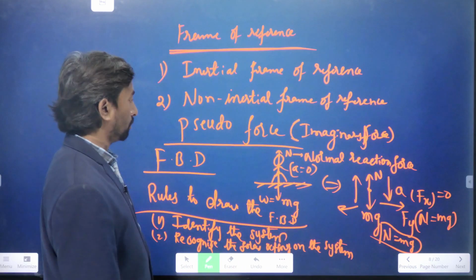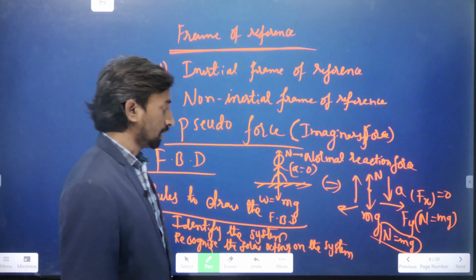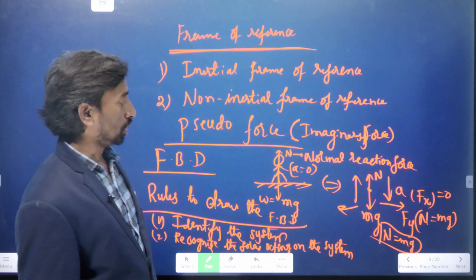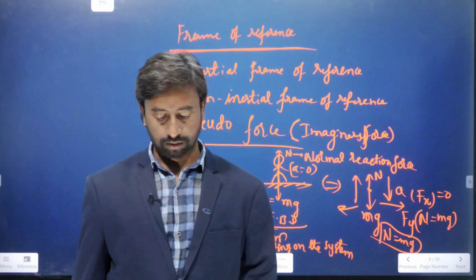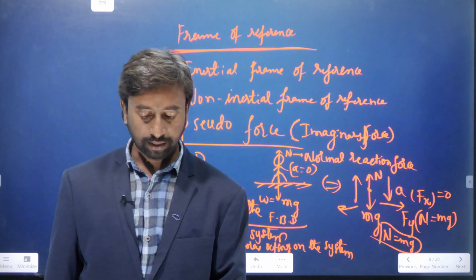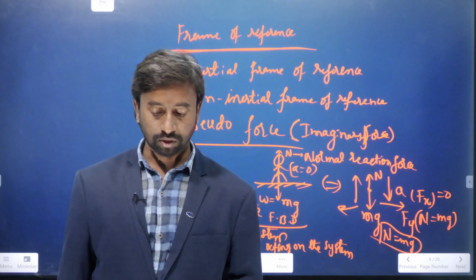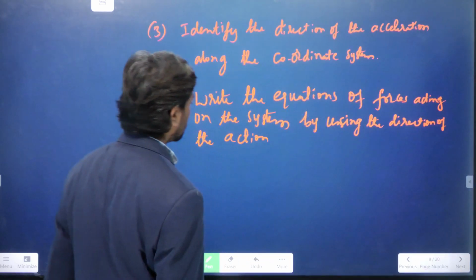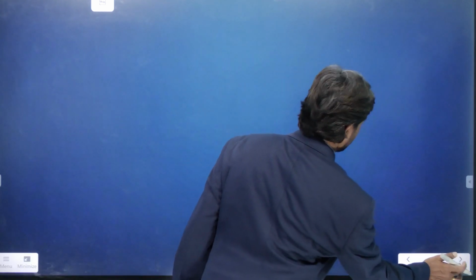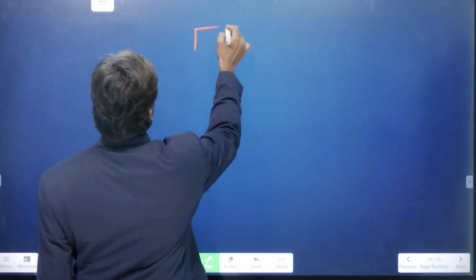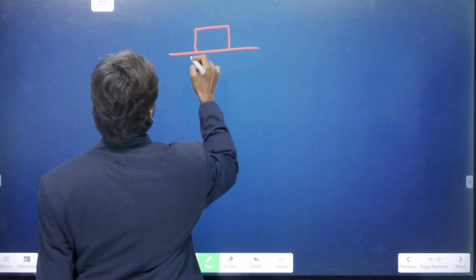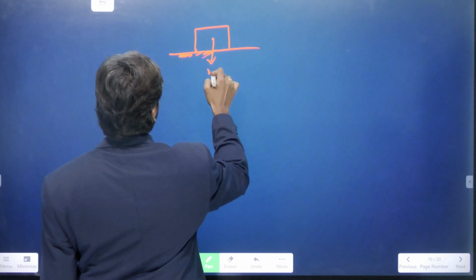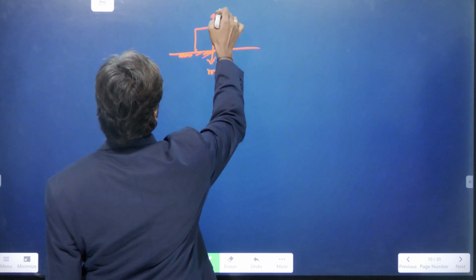In different bodies, there are many types of objects that will be given. For all the objects, we should write the free body diagram. So there are different types of bodies present. Suppose a block is on the table, and the weight of the body acts in the downward direction, and the normal reaction acts upward.